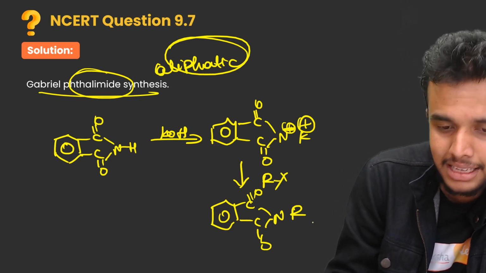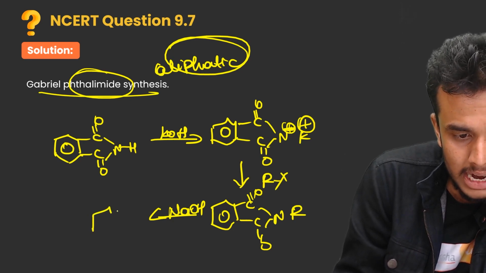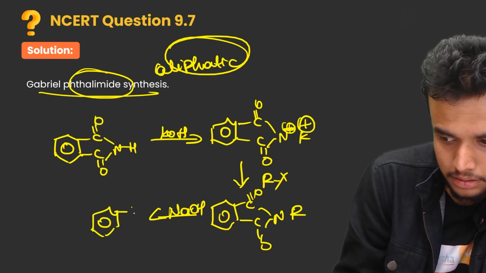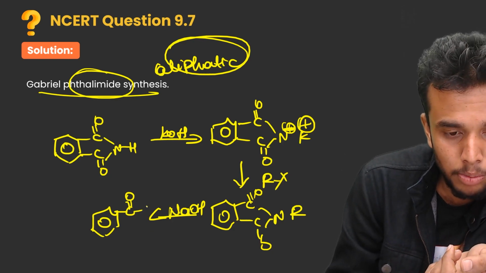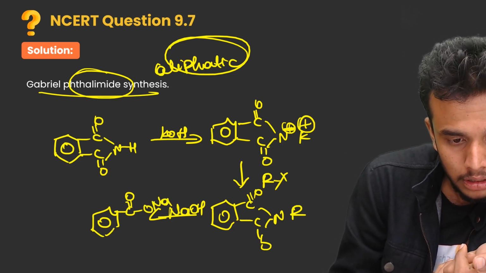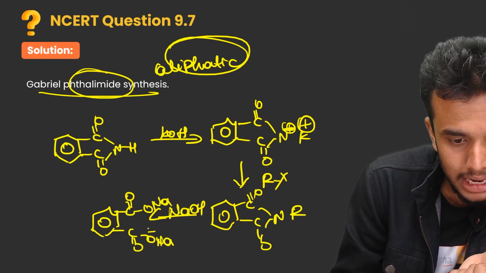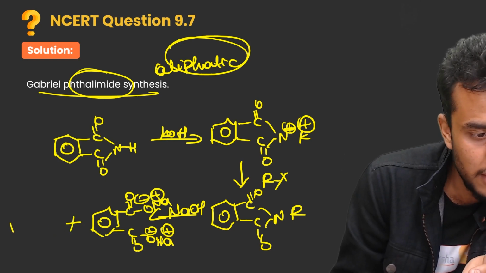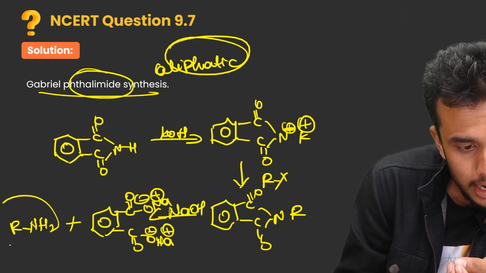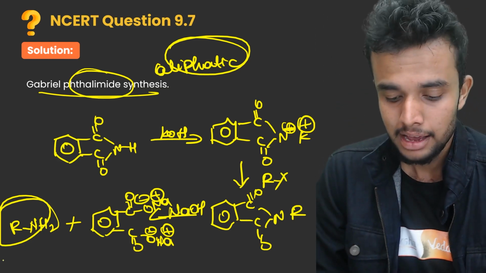Right, students? Next, it further undergoes hydrolysis using NaOH to yield the primary amine and the sodium salt of phthalic acid. C double bond O, O minus Na plus, twice. We need to write the charges also, students. It's important. With the release of the primary compound, the aliphatic primary amine. Is that clear?